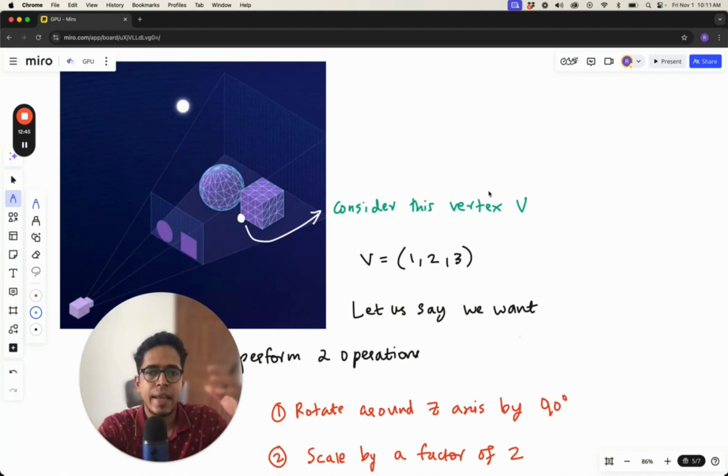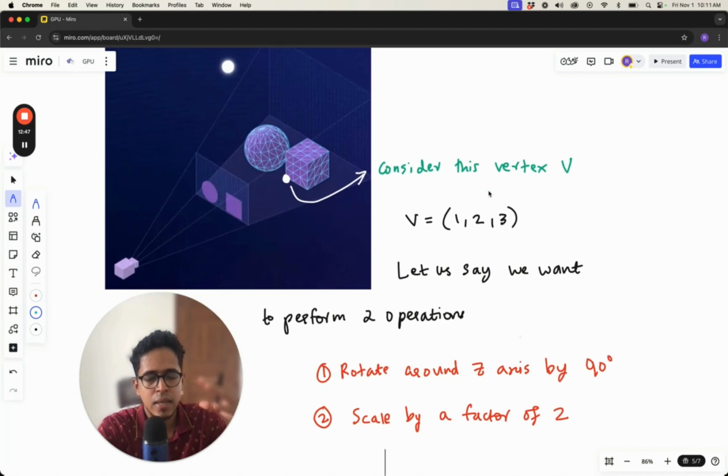Now let's say in the gameplay, your player will be moving. Your player will be changing the orientation of the camera from where you are looking. So let's say you want to transform the coordinates of this vertex such that you perform a rotation around the Z-axis by 90 degrees.